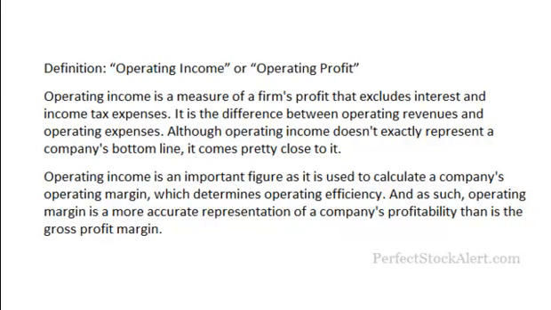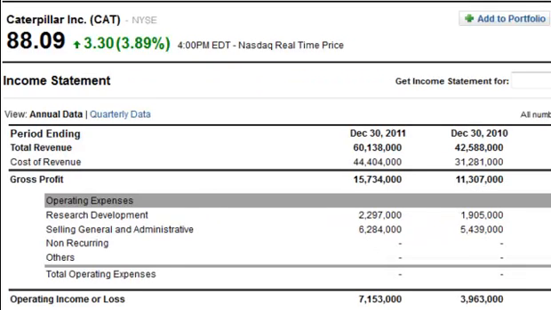We've already got a video out there on gross profit margin, and I will make another one on the operating margin. For now, I just want to let you know that the operating income is the number that is used for determining that figure. Okay, I'm on the Yahoo Finance page here looking at Caterpillar and looking at the income statement. That's where I'm going to find the operating income.